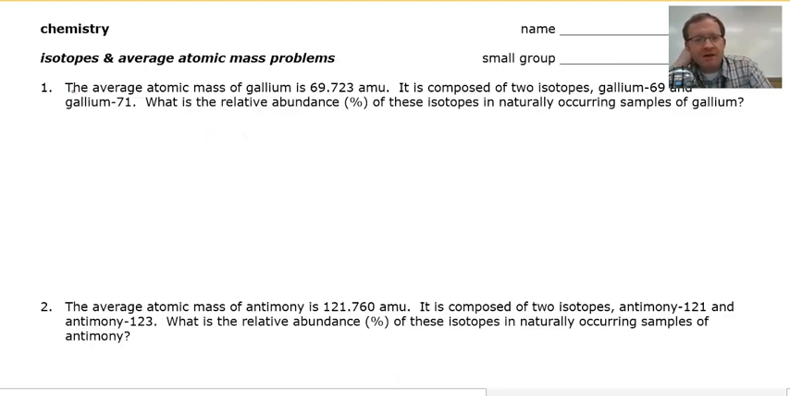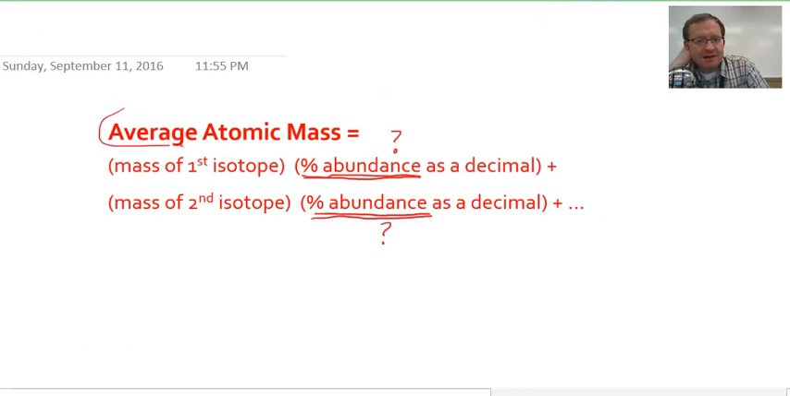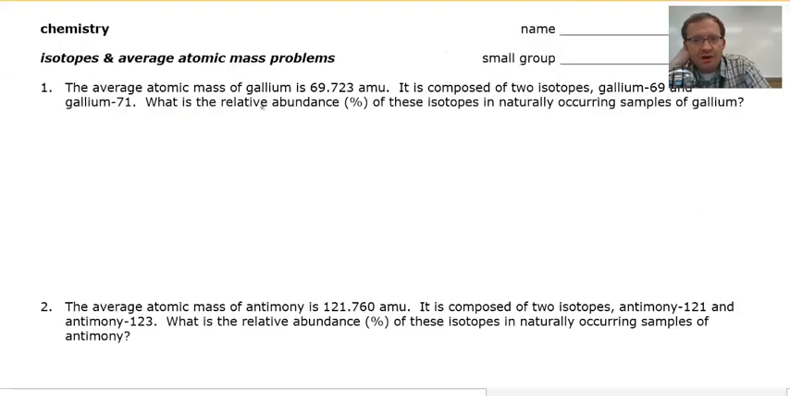Right out of the gate here, it tells me the average atomic mass of gallium is 69.723 AMUs. Now, again, that's the average atomic mass. He just gave it to me. I already know it. So I'm going to go ahead and put that into my equation as 69.723. And again, I'll leave AMUs off just for keeping it a little tidier on our example equations.